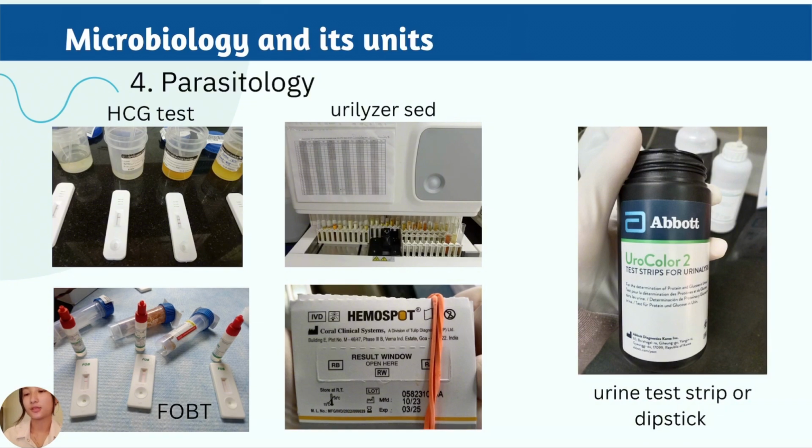And for the feces, FOBT, that means the fecal occult blood test, in order to find whether there is blood in the feces or not, because not all blood can be seen visibly by the eye, so this test is being done. And also the hemospot has the same function, so both were being done in order to find any kind of infections in the urine or any parasites in the stool. So it was fun and very informative.